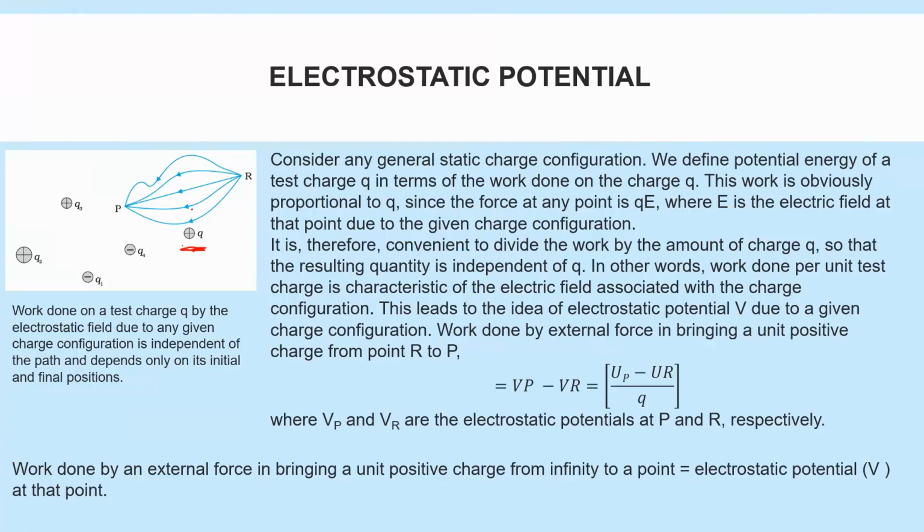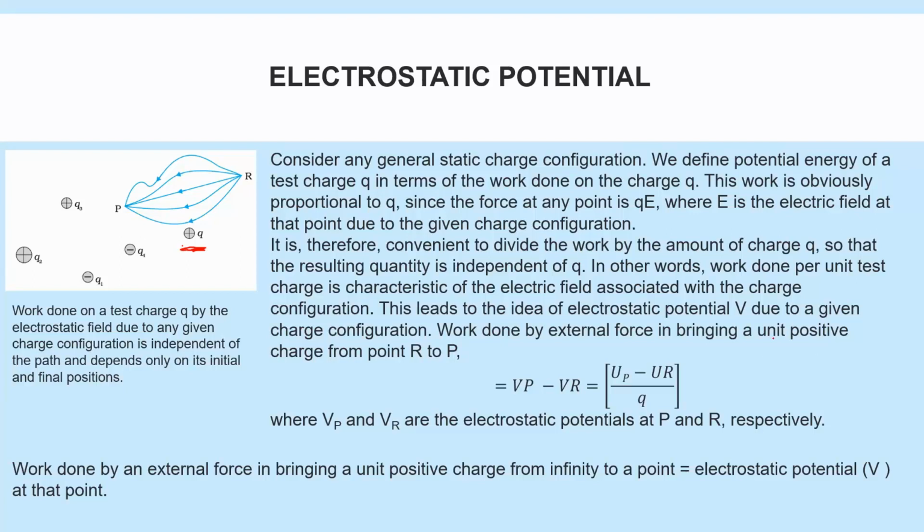As you can see, there could be a number of paths that can be used to bring the test charge from R to P point. Okay, so again, the work done is not going to be dependent on any of the paths, but the easiest path that can be taken is from R to P. So we will consider only that.